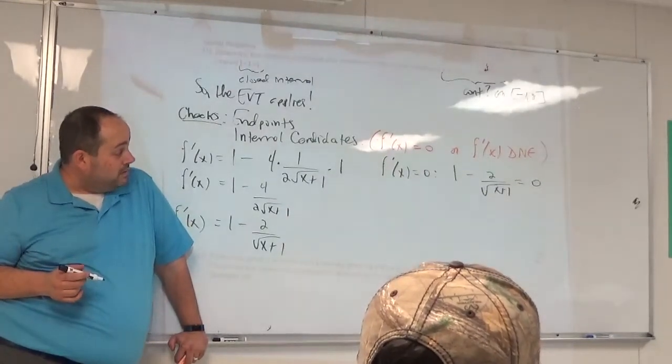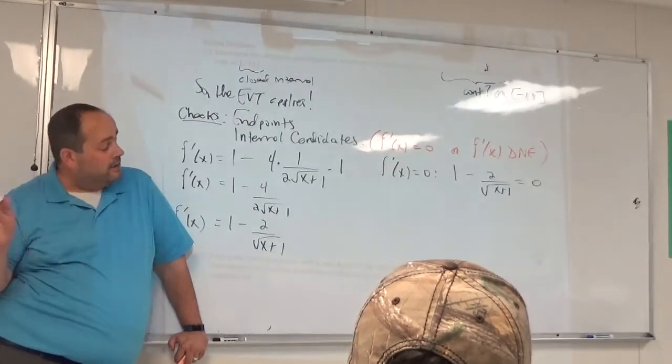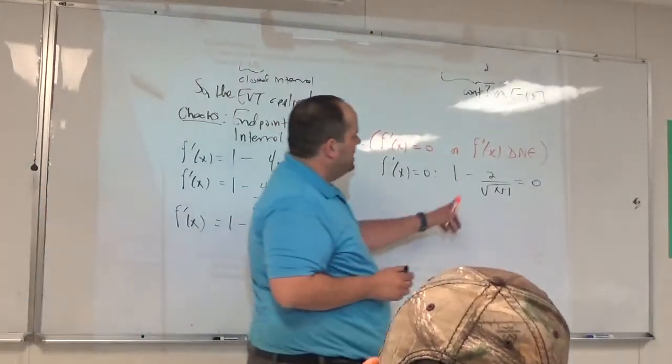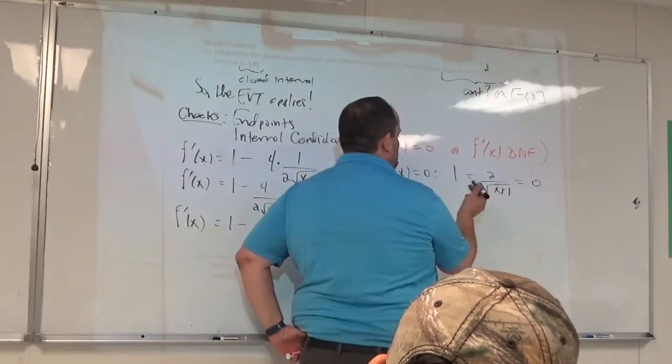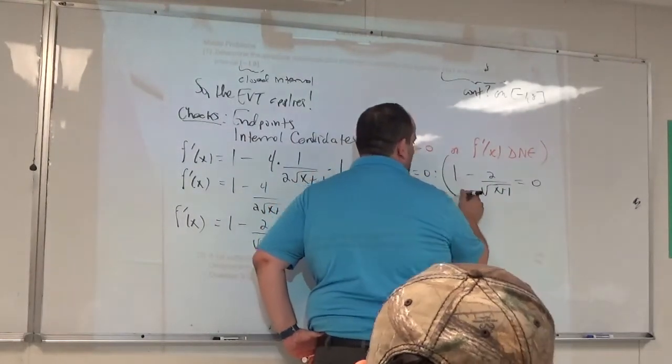You're going to add one? Subtract one? Yeah. Now, certainly we can do that, and you can say negative 2 over the square root of x plus 1 equals negative 1. I want to use this as an opportunity to introduce you to a new idea.